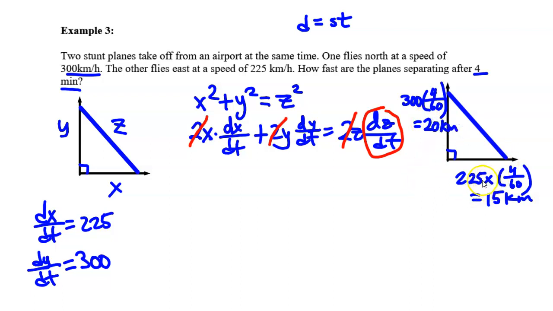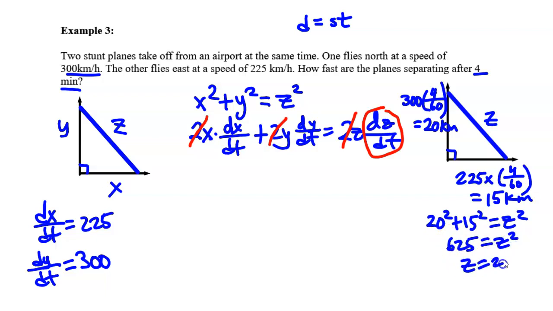Okay, so I think if we have a right triangle with a height of 20 and a base length of 15, then we can easily determine what the z value is. So we can go, 20 squared plus 15 squared equals z squared. So I end up with 625 is equal to z squared. z is equal to 25. Okay, so that will be our z in this case. This is our x. This is our y.